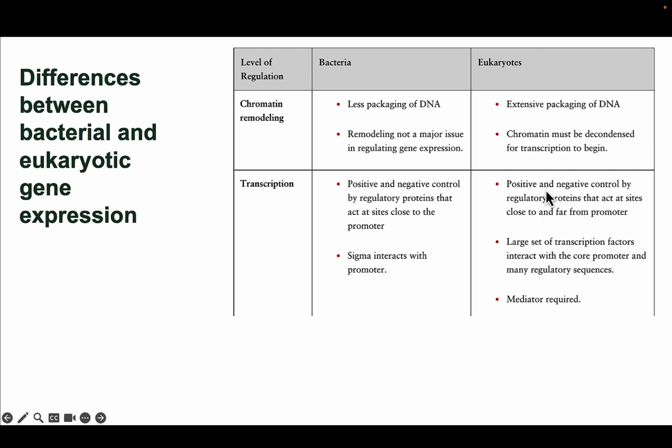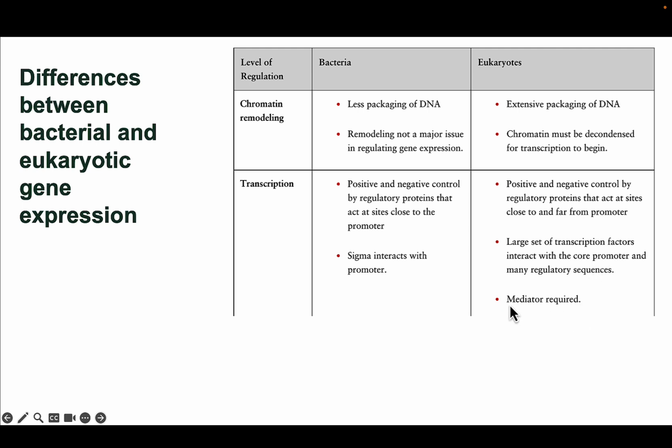But these are all sequences that are close to the promoter. In eukaryotes, we have positive and negative control by regulatory proteins that act close to the promoter as well as far away, right? So those would be the enhancers and the silencers that are far away, and those proximal elements that are close. Binding to these, the core promoter and the enhancers and the proximal promoter elements, are a very large set of transcription factors. So instead of having one protein like sigma, we have hundreds of transcription factors that interact with the regulatory sequences or the core promoter.